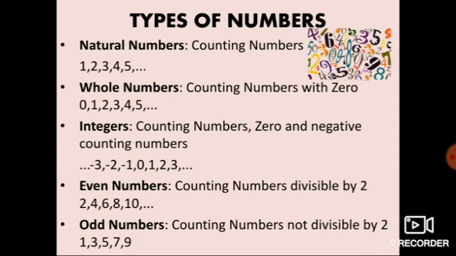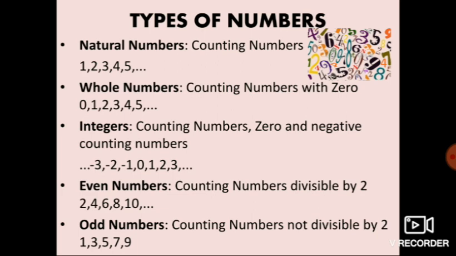Now we go to the types of numbers. We have numerous types of numbers, but in case of aptitude, only a few of them will be required. That is the natural numbers, whole numbers, integers, even and odd numbers, and prime and composite numbers and coprime numbers. First of all, the natural numbers are the normal counting numbers that we use in our daily lives, starting from 1, 2, 3, 4, 5.